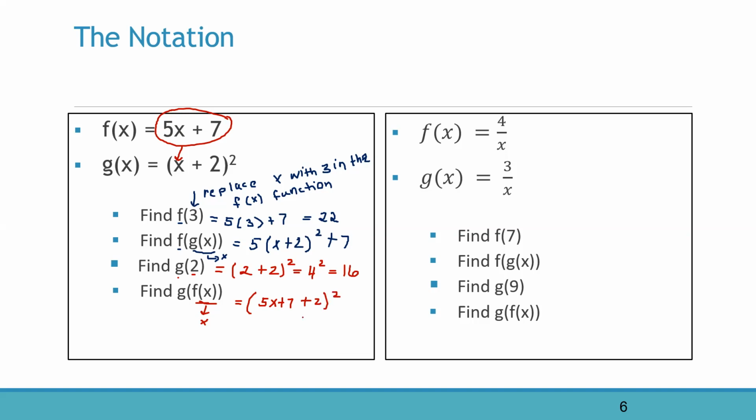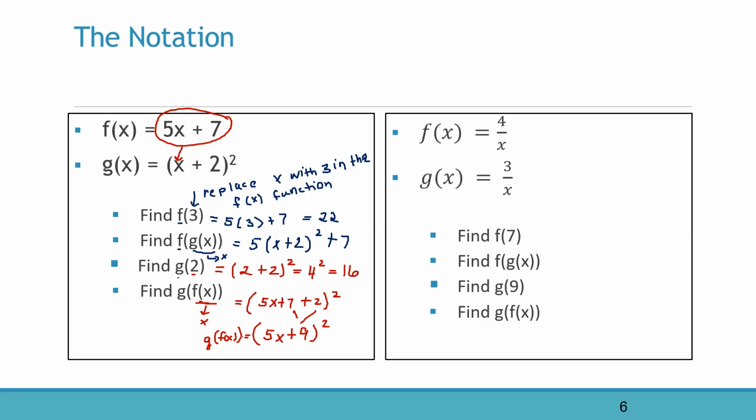This answer is technically right. The simplifying here is very easy, so I am going to do a step of simplifying. So I get 5x plus 9, and then that quantity squared. And so I did combining of like terms within the parentheses. 7 plus 2 is 9. And then that is my answer. So the g of f of x is equal to this function. And that is composition, substituting one function into another.